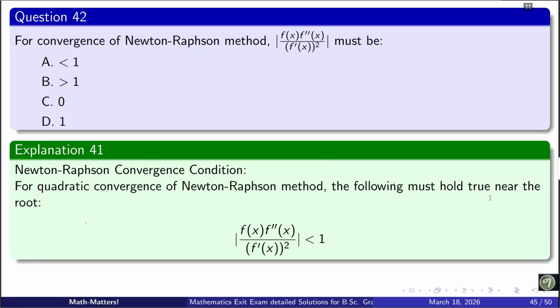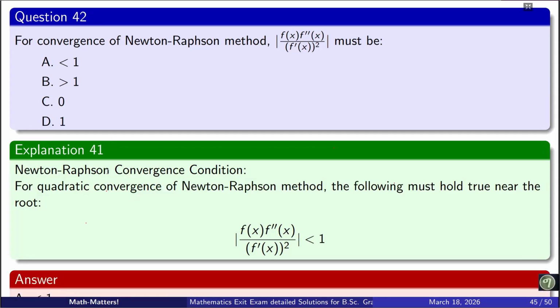That means f of x times the second derivative of f at x over the square of the derivative of f at x must be less than 1. In magnitude, it must be less than 1. That means if this condition is satisfied, the Newton-Raphson method will converge to the exact, or a better approximate, root of the given equation. So the answer is A.